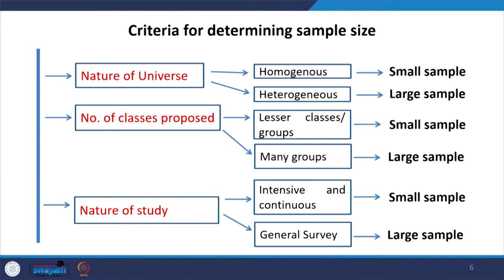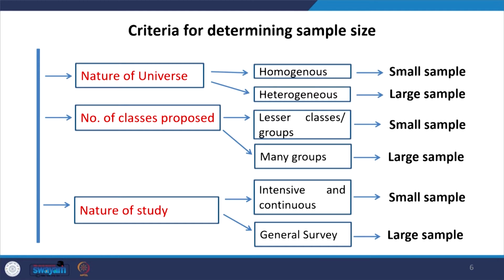Some of the criteria to determine sample size we have marked here, like the nature of the universe. What about your nature of universe, whether it is homogeneous or heterogeneous? If the population unit itself is very homogeneous, probably you need not require a larger sample size. A small sample size would be justified enough. When it is highly heterogeneous, you require a large sample size.